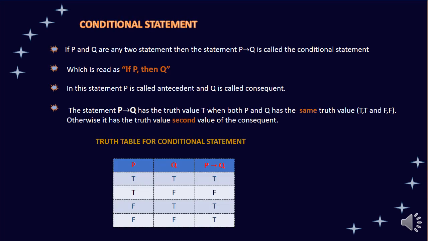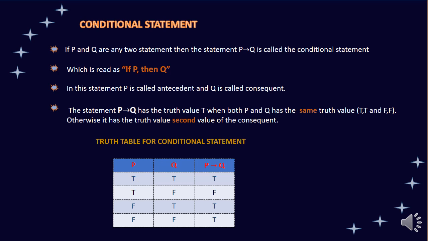Conditional statement. If P and Q are statements, then the statement "P then Q" is called a conditional statement, which is read as "if P, then Q". In this statement, P is called the antecedent and Q is called the consequent. The statement P then Q has the truth value T when both P and Q have the same truth value, T, T and F, F. Otherwise, it takes the truth value of the consequent.